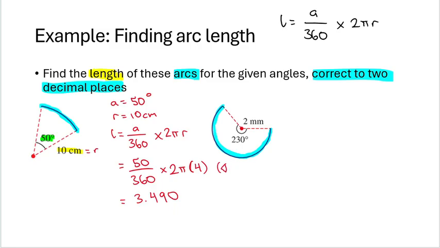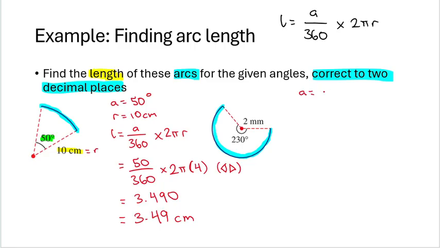I'll just draw what button I pressed. But because we're rounding to 2, the 0 here tells me that I need to round down. So my 9 just stays the same. So I can just write my final answer as 3.49 centimeters. And that's it. Move on to the next one.